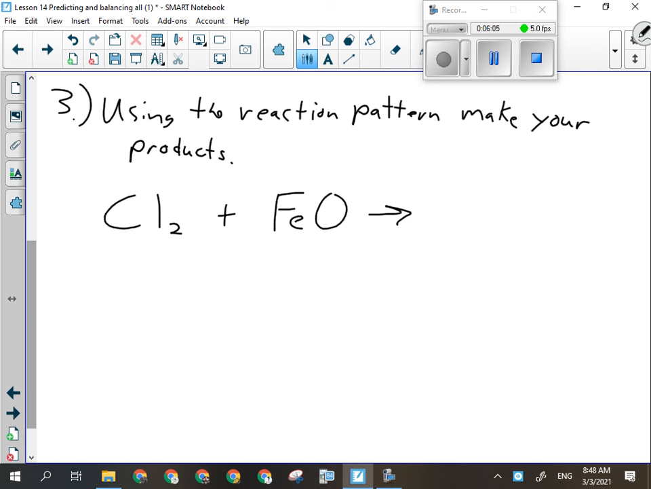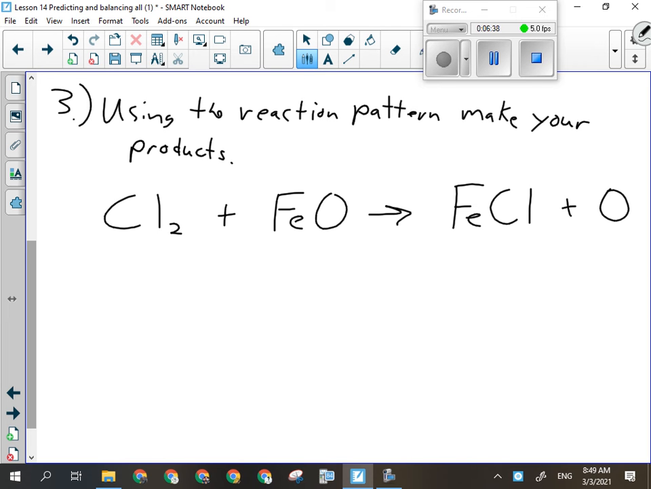Okay? So now I've gone through the pattern of a single replacement reaction, and I've determined that on this side of the reaction, iron is going to be with chlorine, and oxygen is going to be by itself. Okay, anything wrong with what I have written there? Yeah, I haven't checked for special elements, nor have I swapped and dropped that ionic compound that I just made. Those are steps 4 and 5.